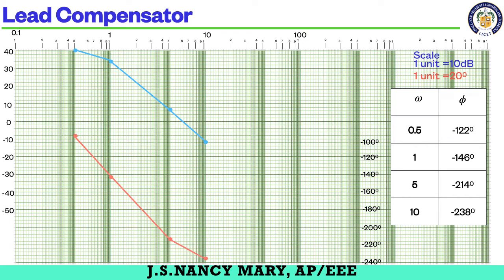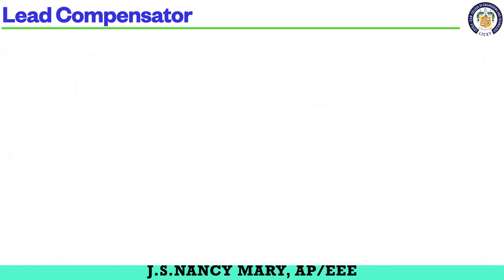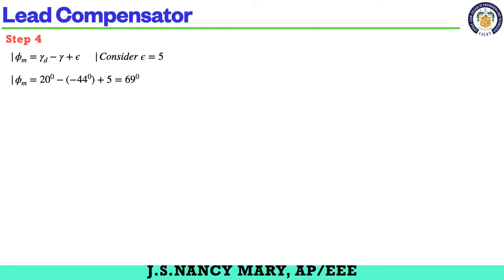Now we go to step 3. Step 3 is nothing but we need to find out the omega gc value, where the 0 dB line is extended and the same value is extended to the phase plot, which is nothing but minus 224 degrees. So the corresponding gamma is 180 plus phi gc, which gives gamma equal to minus 44 degrees. When I substitute minus 44 in this formula, I get 69 degrees, which is greater than 60 degrees.